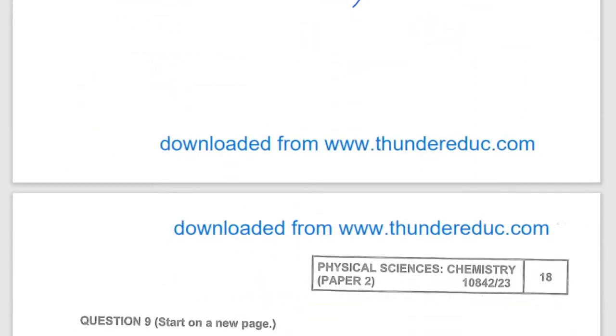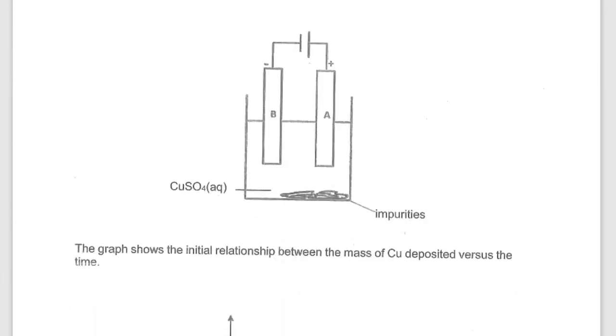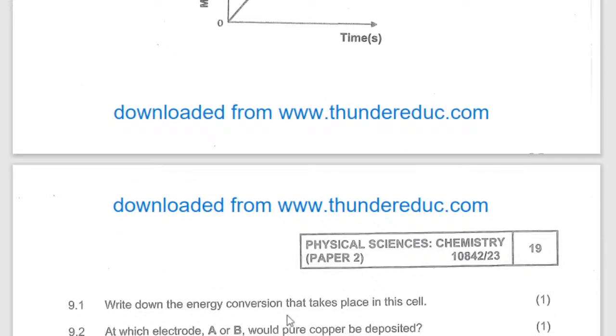Then the last question. They're saying that a diagram represents the purification of copper ore to produce copper, and the cell also contains zinc, silver, and platinum impurities. The graph shows the relationship between mass of copper deposited versus time. Question number 1: write down the energy conversion in this.